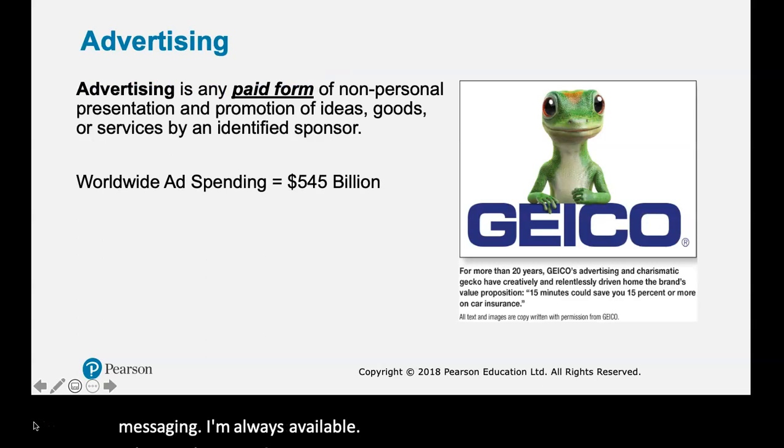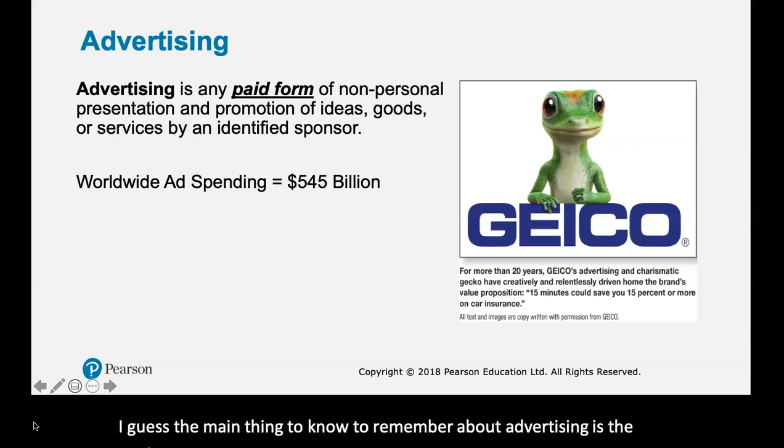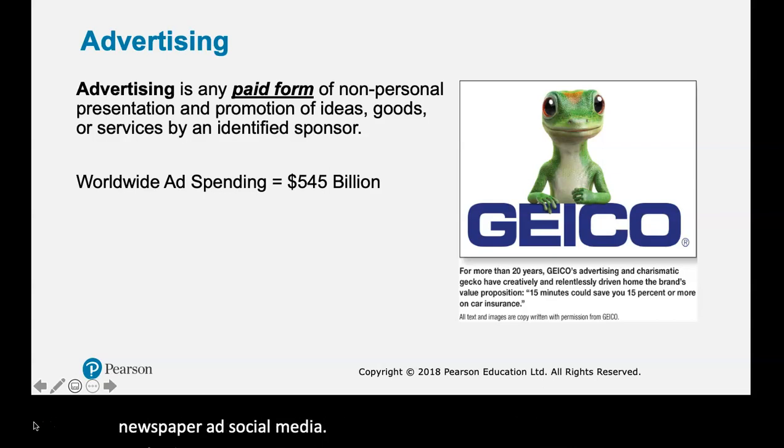So, what is advertising? I guess the main thing to remember about advertising is the paid form. So you're actually paying for it, and it's non-personal. In other words, it's not people selling. It's more of some type of a billboard, a newspaper ad, social media. Advertising is a paid form of non-personal presentation and promotion.